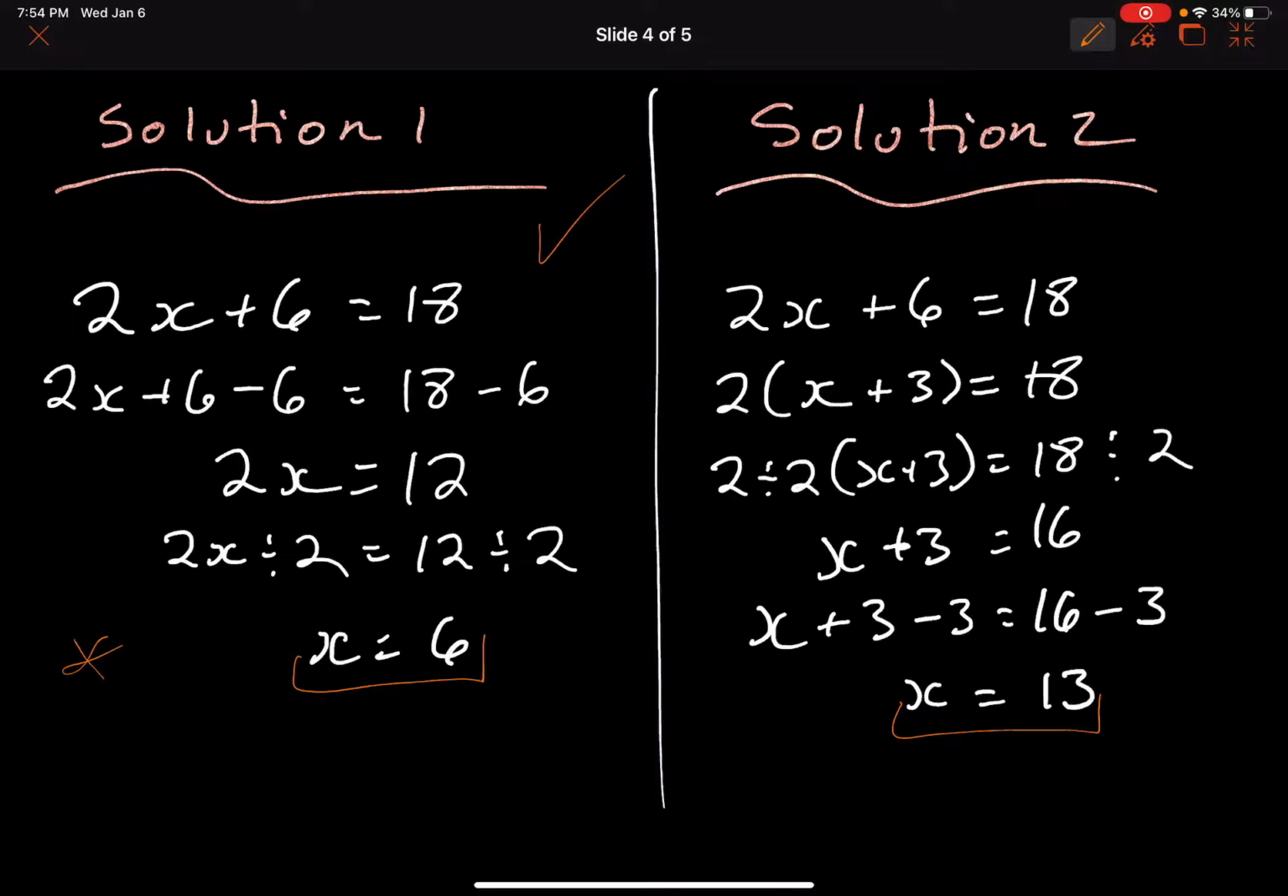Now I want you to really look at solution number 2, and I want you to analyze it and figure out what they did wrong.